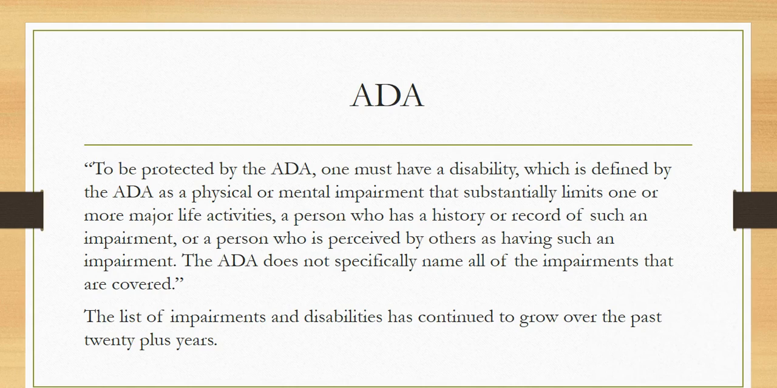The ADA does not specifically name all the impairments that are covered. That is in part because the list of impairments and disabilities continues to grow over the years. So there are always new ones added, and by not listing them, it allows the law a little bit more flexibility and allows the law to protect more people.